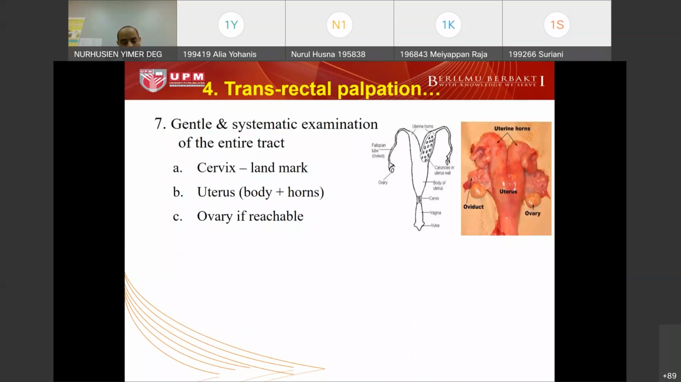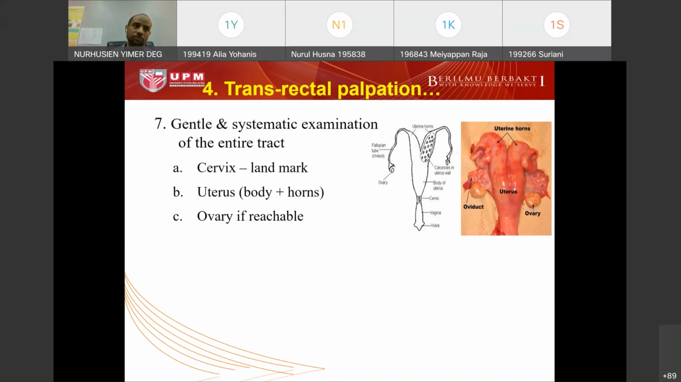The next thing you have to take into account is the procedure. As you perform the palpation, you try to do it in a very gentle and systematic manner. Systematic meaning that you have to start from the very beginning, the most prominent structure that you will find, the cervix. Because it is relatively firm in consistency, and it's also a very dense connective tissue structure, you can locate it easily compared to the remaining part of the tract.